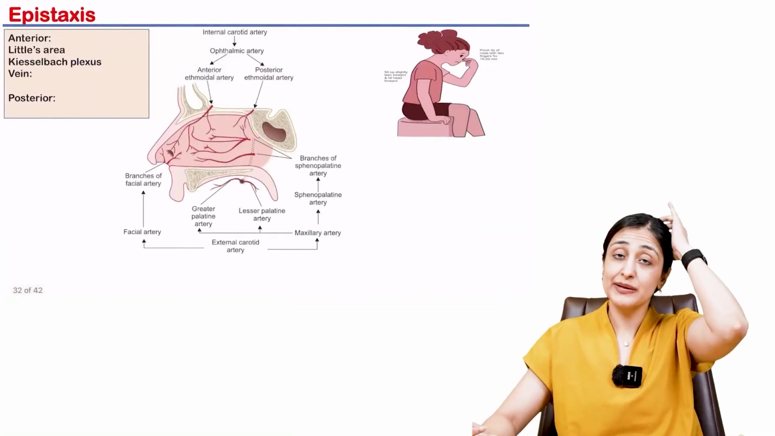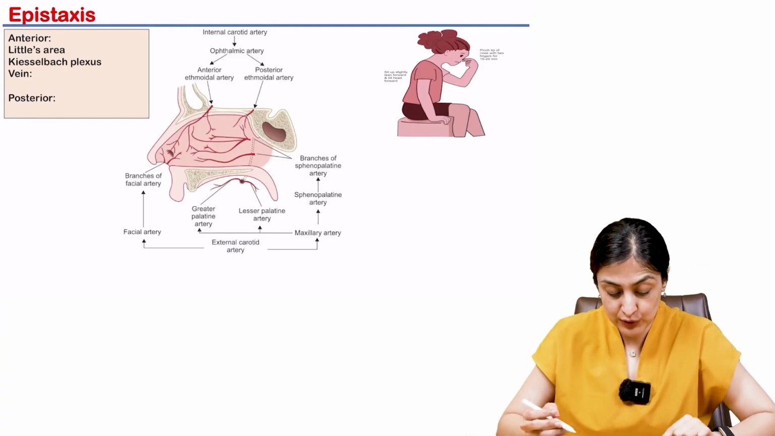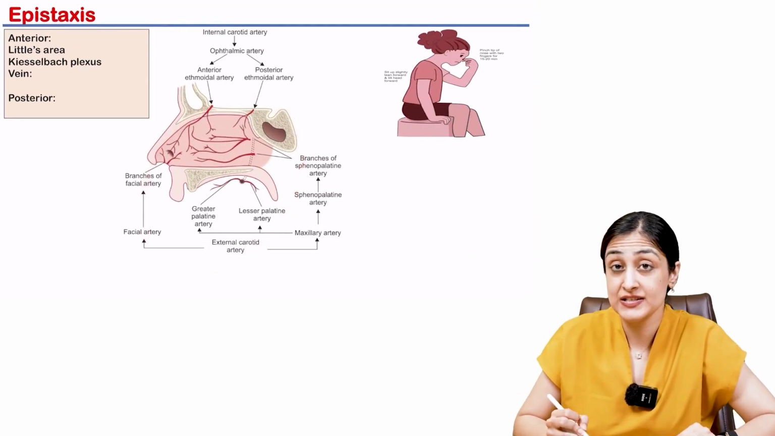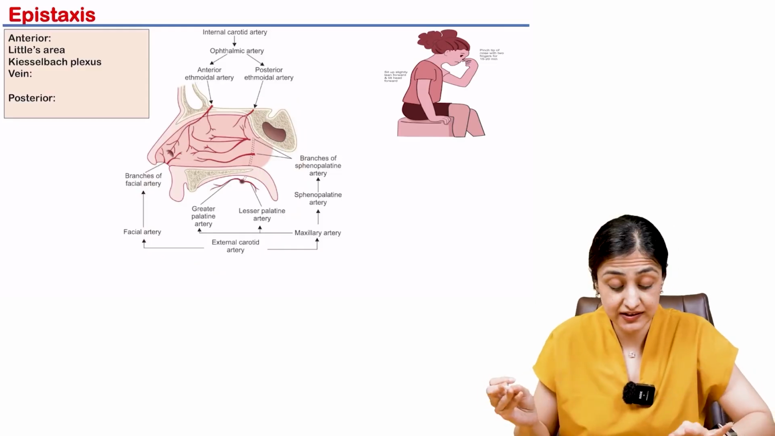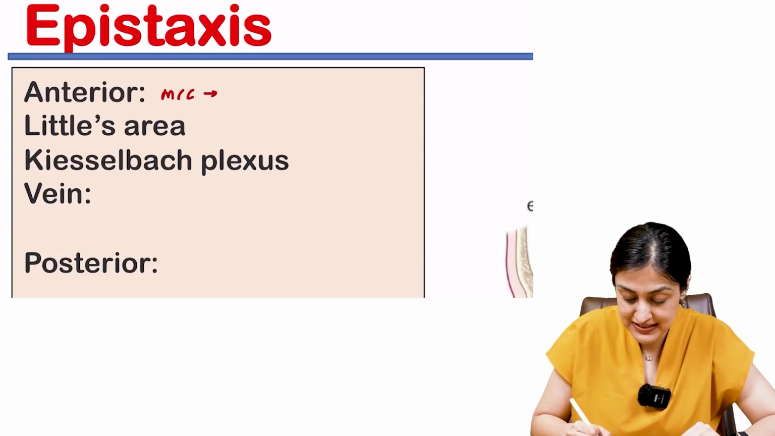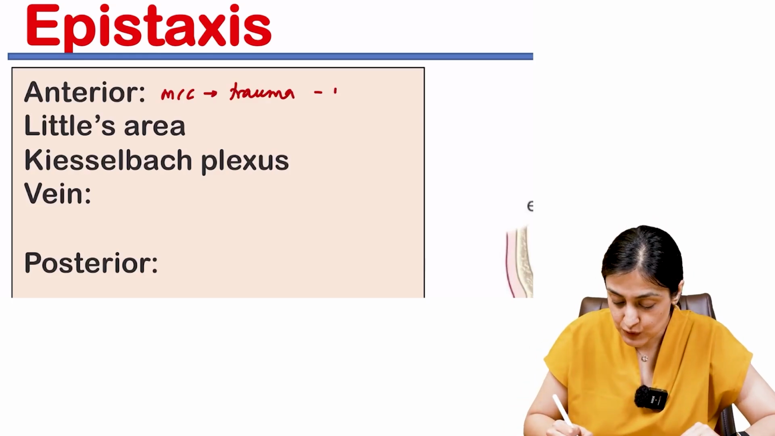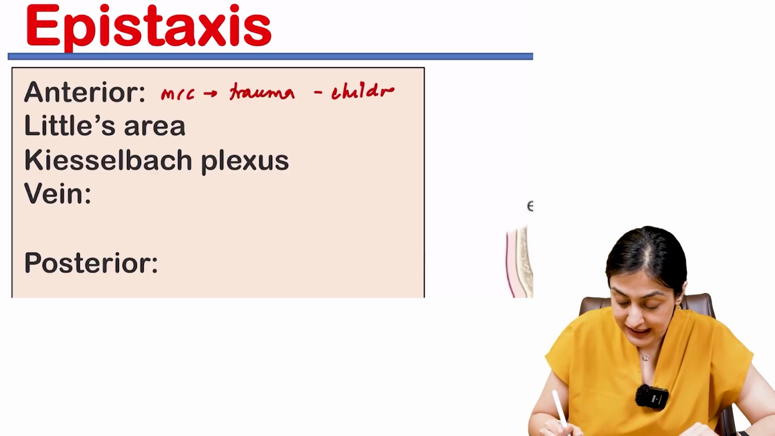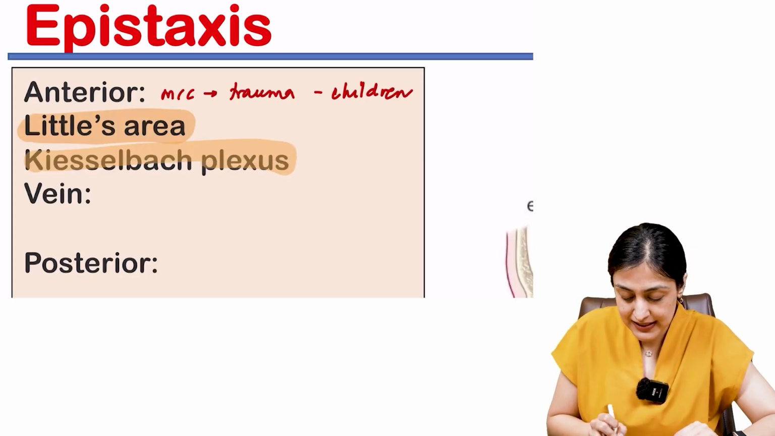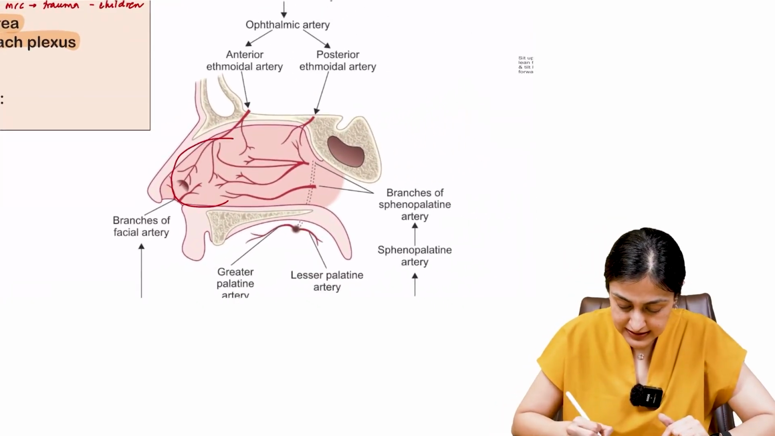Now we talk about a very important, very basic concept of epistaxis. So epistaxis, you all know this is the Kiesselbach's plexus that the diagram is showing, and this is the most common cause of anterior epistaxis in children, right? So the most common cause of anterior epistaxis is trauma because of nose picking in children, right? So this is what happens, and the area from where they bleed is called Little's area in the Kiesselbach's plexus. So let's talk about this.